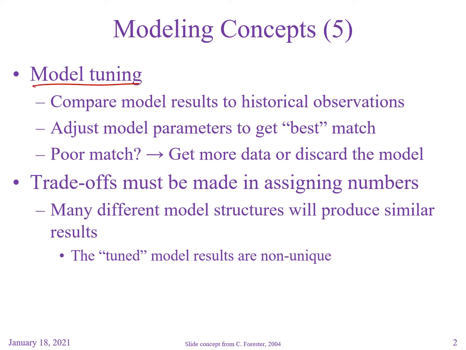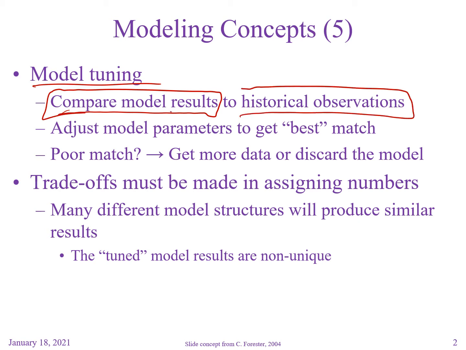So model calibration, model tuning, history matching, they all mean the same thing. It's as simple as comparing what your model predicts. You're comparing the results from your model to observed historical data, right? So your simulation model may predict that the pressure declines this way, but you have observed production data from a downhole gauge.